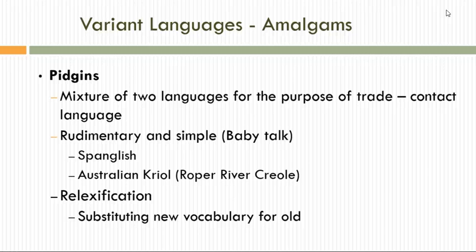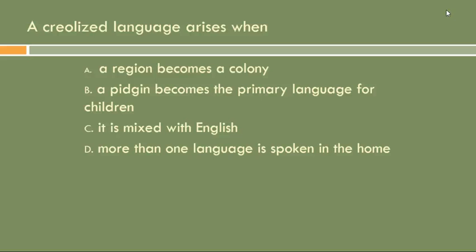You start mixing the vocabulary, and so some words you're going to replace with new vocabulary, some words you're going to keep. Now, a creolized language, which is our next amalgam that we want to talk about, arises when a region becomes a colony, a pidgin becomes the primary language for children, when a language is mixed with English, when more than one language is spoken in the home.